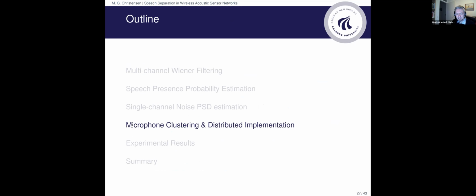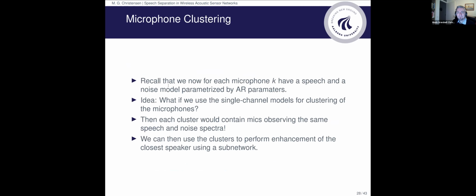But before that, let's talk about another idea here. Recall that for each microphone K, we have a speech and a noise model parameterized by A parameters. The idea is: what if we use the single channel models for clustering of the microphones? Then each cluster would contain mics observing the same speech and noise spectra. In other words, in a meeting scenario like we saw earlier, we would expect that microphones near a particular speaker would tend to cluster together.